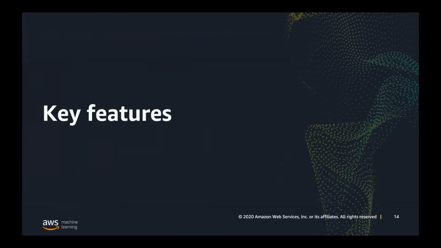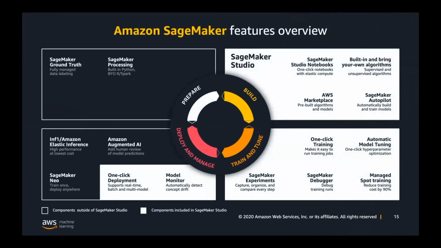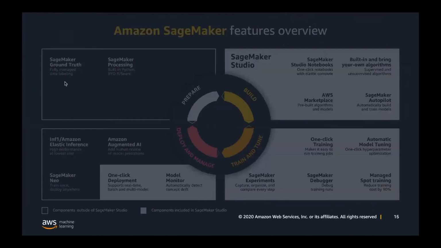Okay, we'll look at the different steps of machine learning, right? Here we are going to zoom into each of those steps: prepare, build, train and tune, and deploy and manage. And we'll tell you what SageMaker features we have that can help you build your model much more easily, train your model, and also deploy it into production. So let's first start from the left side, SageMaker Ground Truth.